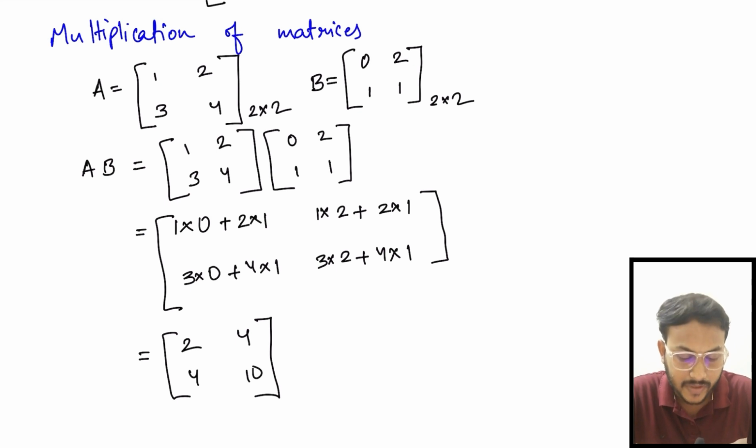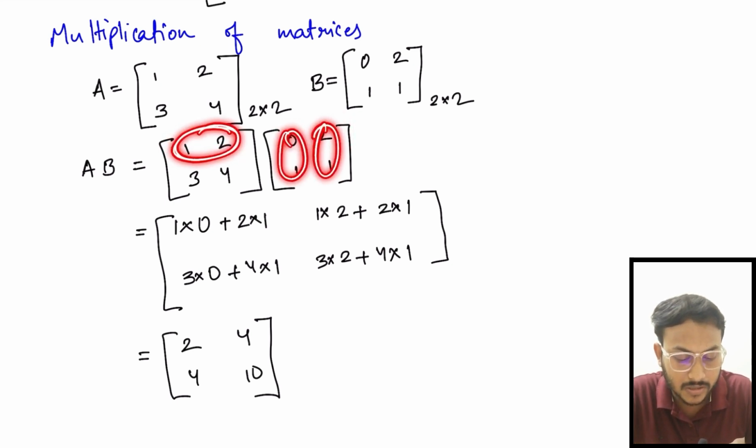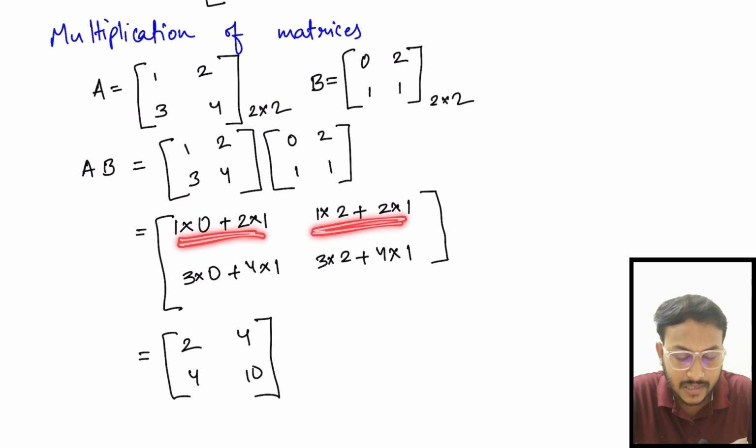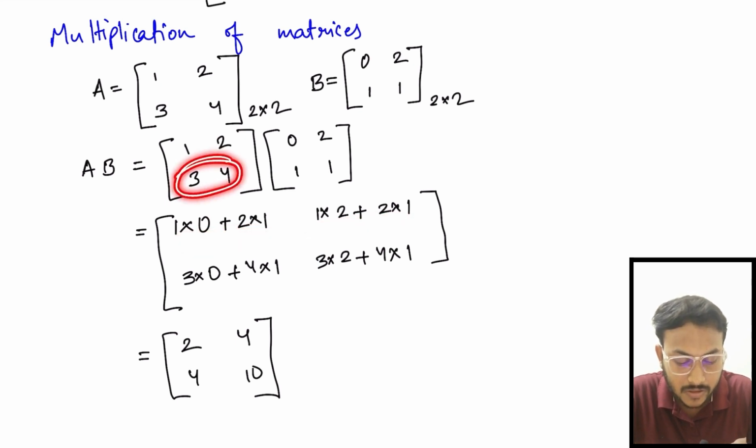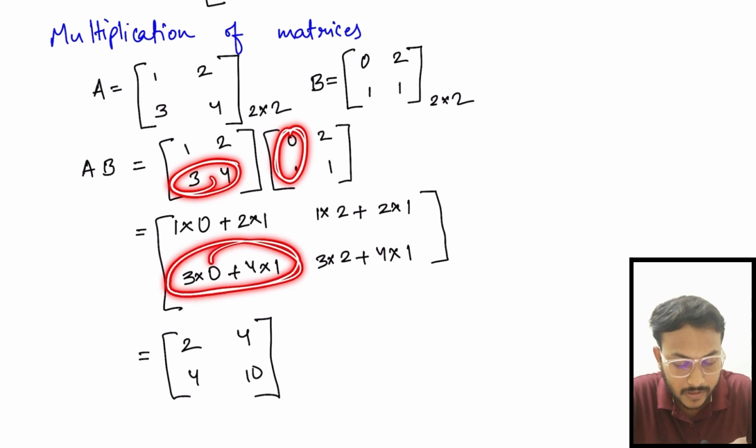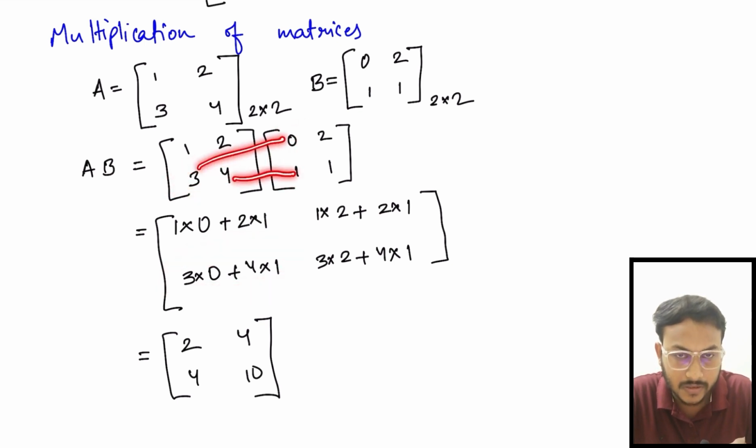Next, after multiplying the first row with both the columns, we will get these elements. Then we have to move to the second row of the first matrix. Now you have to multiply this second row with both columns. If there are multiple columns, we have to multiply this row with any number of columns given. We multiply this row with this column, then we get this element. How? 3 into 0 plus 4 into 1. We have to multiply corresponding elements, then add them.